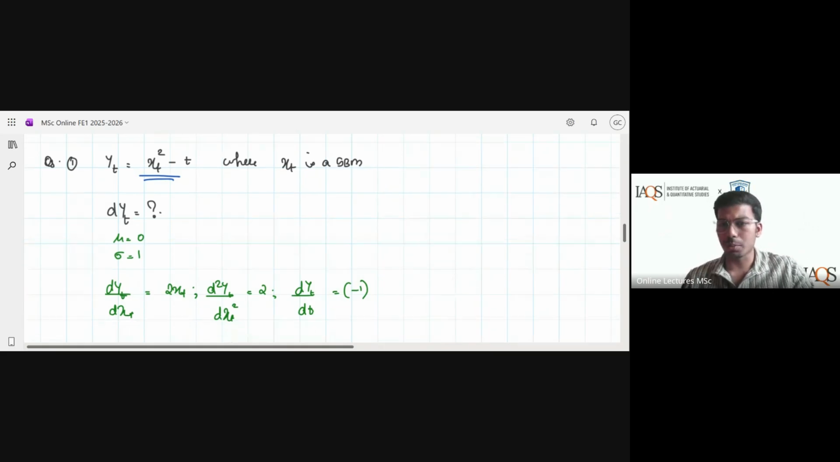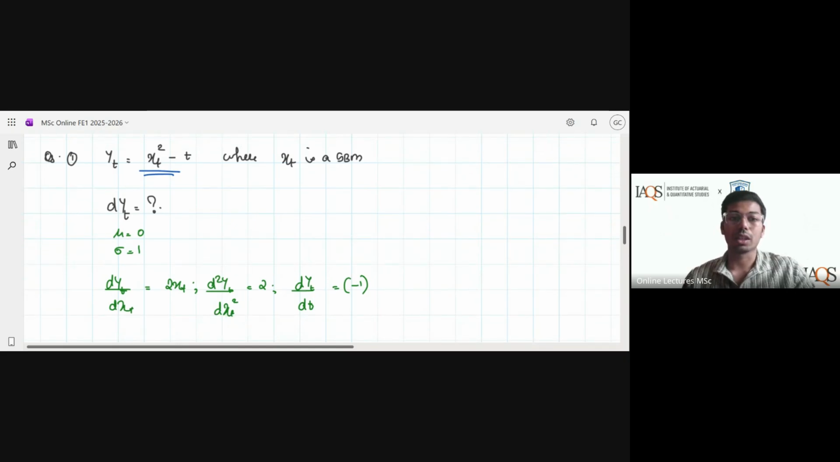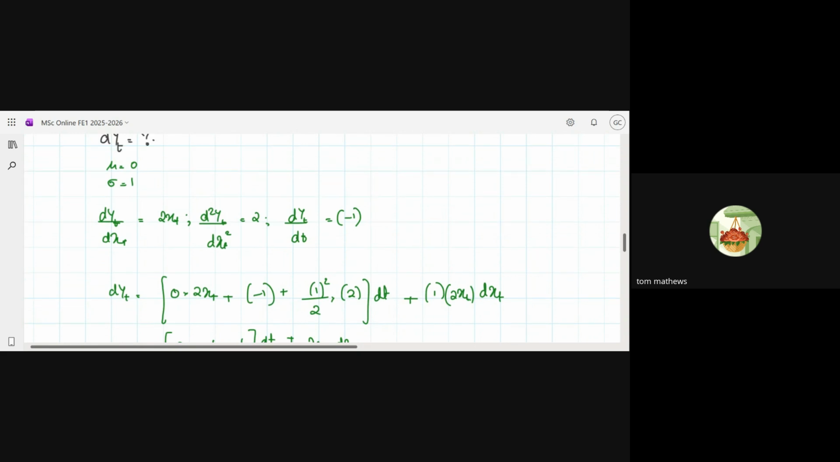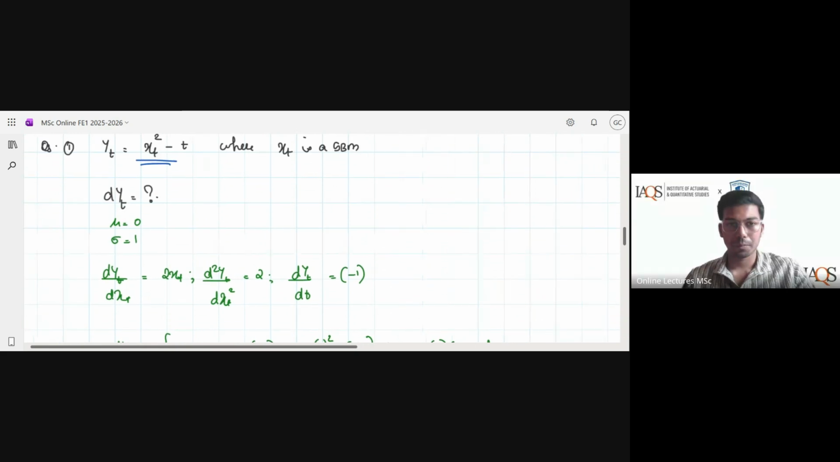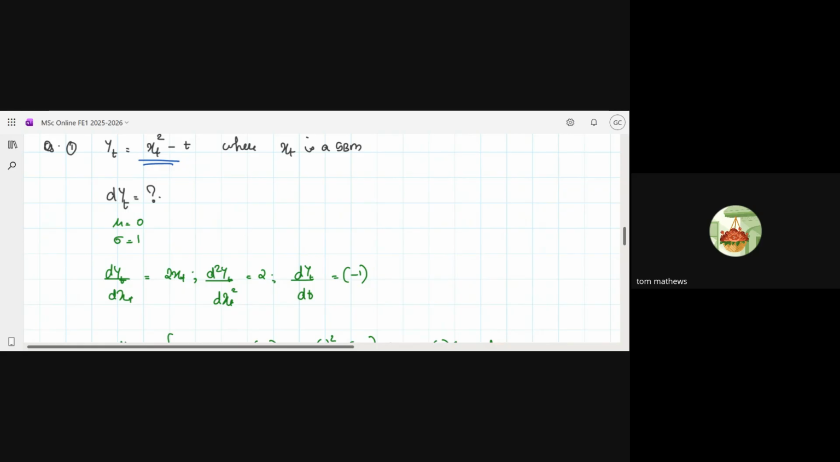Understood the second approach of solving martingales? Yeah, second approach is much easier. That is why I asked you that some problem will be there, some formula will be there.